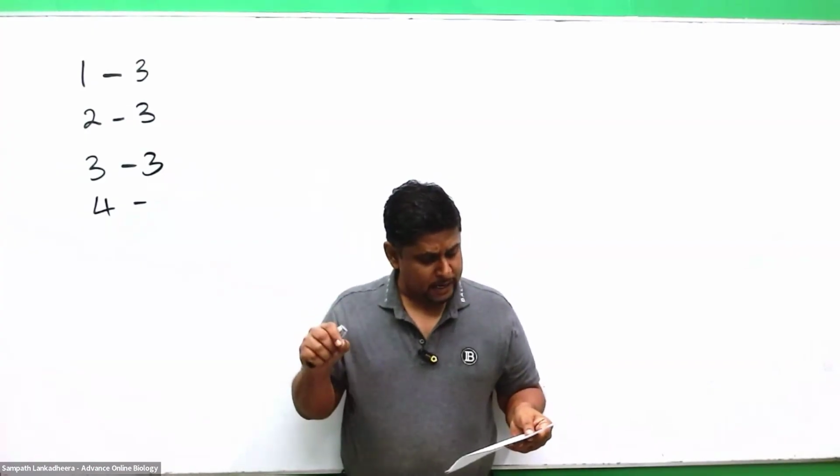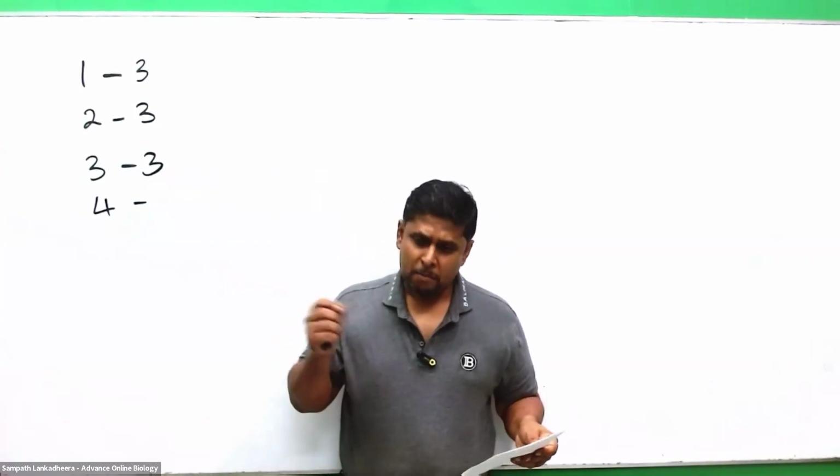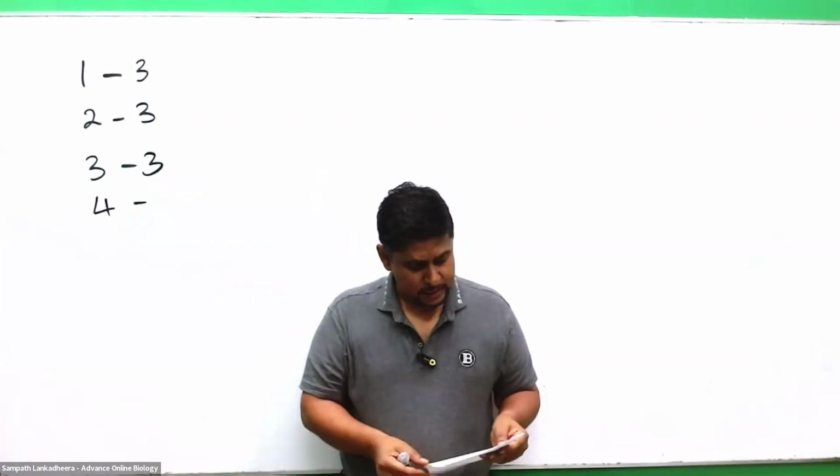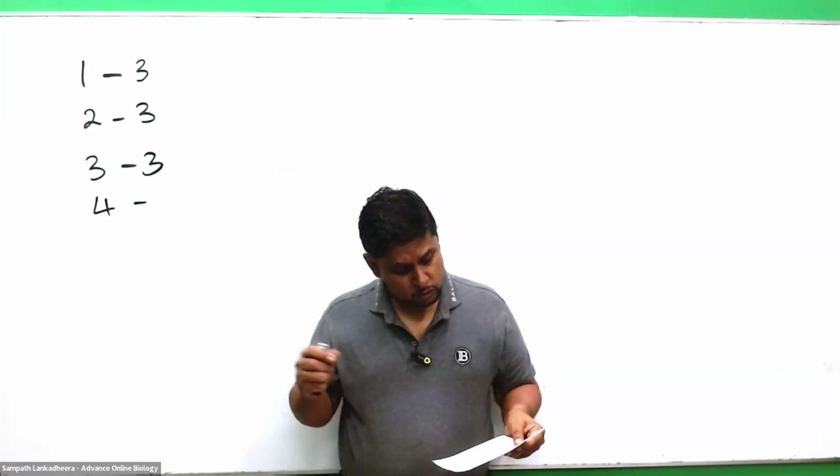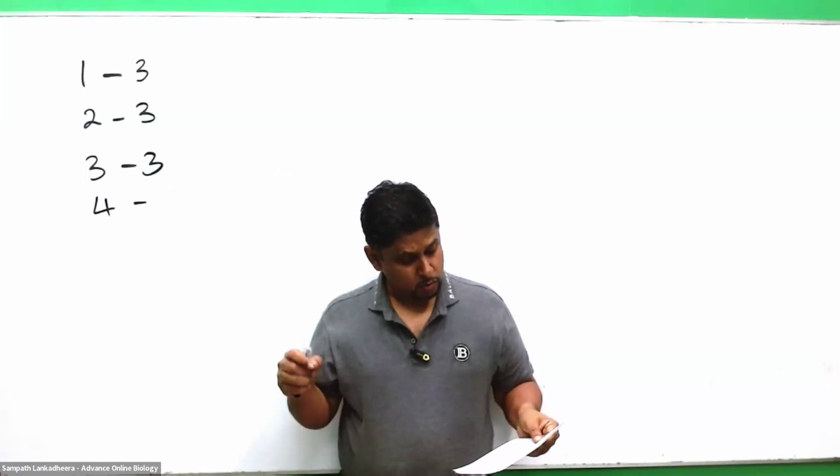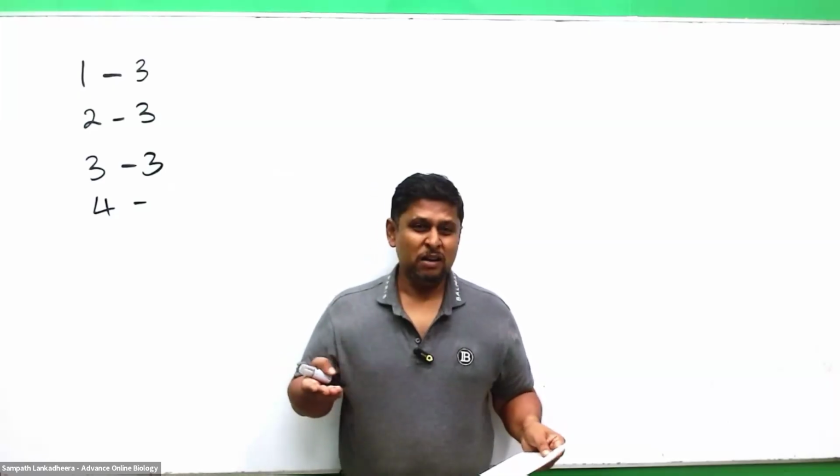Bulk flow in plants is characterized by movement of substances using metabolic energy. Bulk flow is passive.